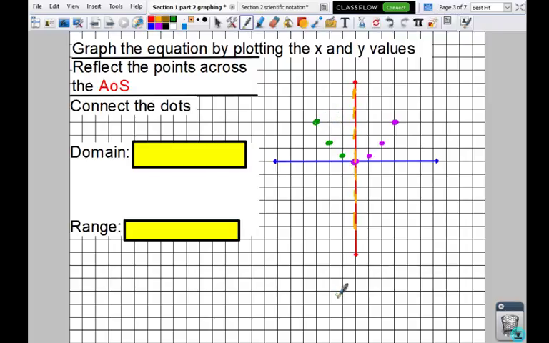Now this looks more like a parabola, because remember parabolas look like a U or like a hill, like an upside down U. So we've got all of our dots on here, but we have to actually make a parabola. So I'm going to go through and connect my dots, make my U, put my arrows on the end.